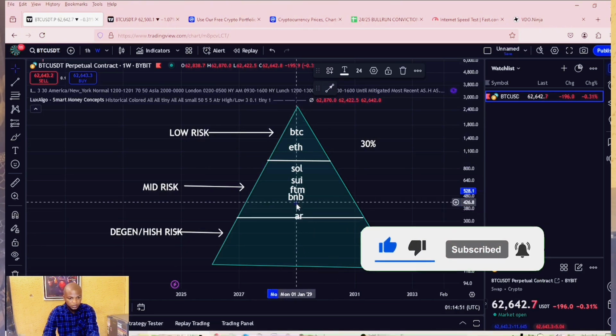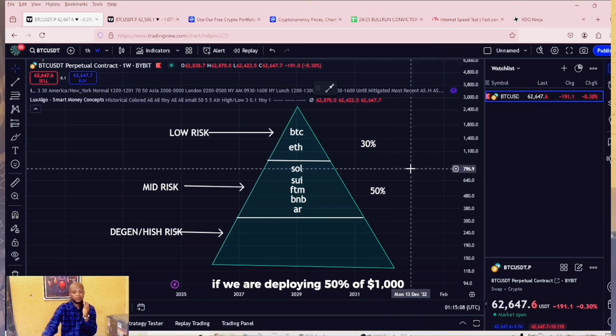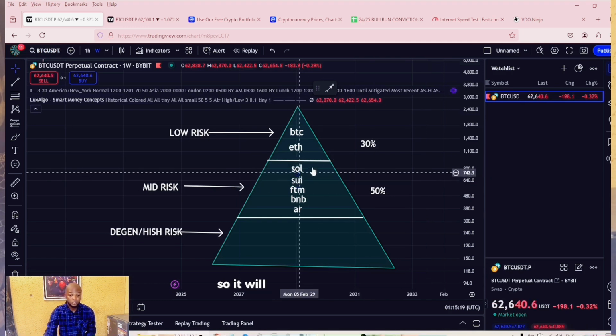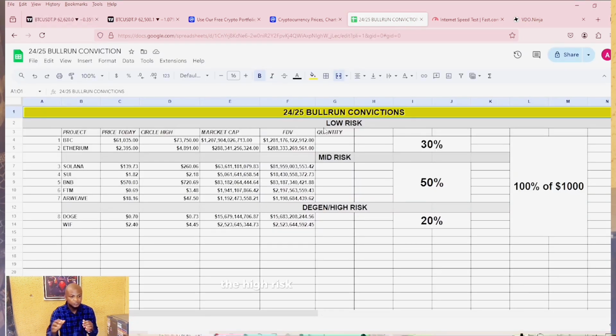If we are deploying 50% of $1,000 into our mid risk, I deliberately made it 5 tokens at least, so it will be easier for us to calculate. So the high risk is for degens. The reason why cryptocurrency is actually risky, the gambling part of cryptocurrency, I personally believe it's the degen, and that is for the high.